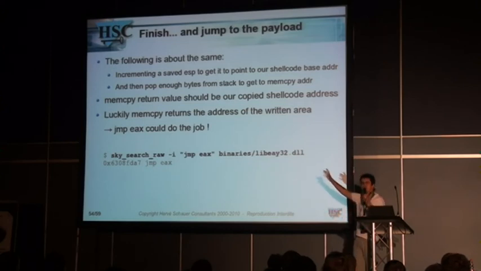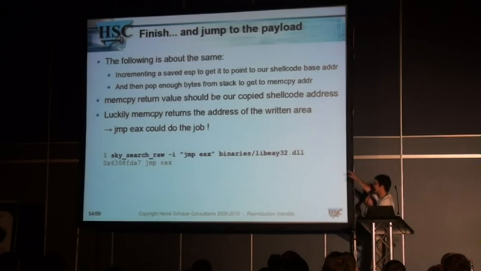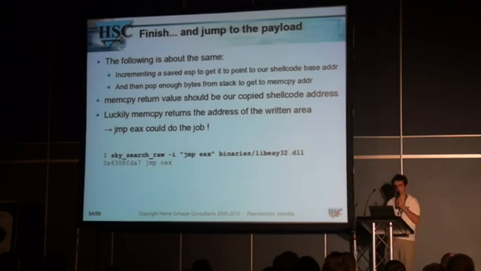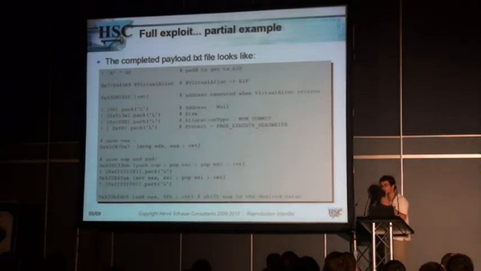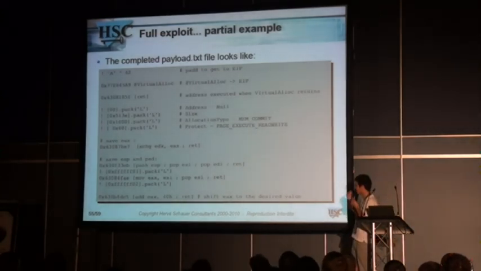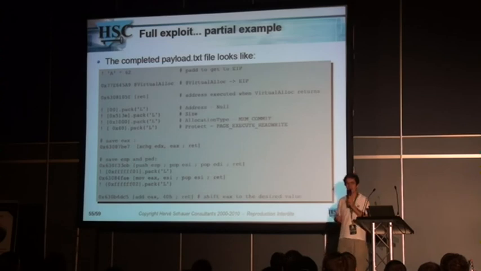Anyway, it's just a bit faster. That's it. And so we find the offset of a jump EAX in our library, and then we can add it to our payload. So the full exploit can be written in a file. In order for the file to be handled by SkyGenerate, I just add a few syntax things.